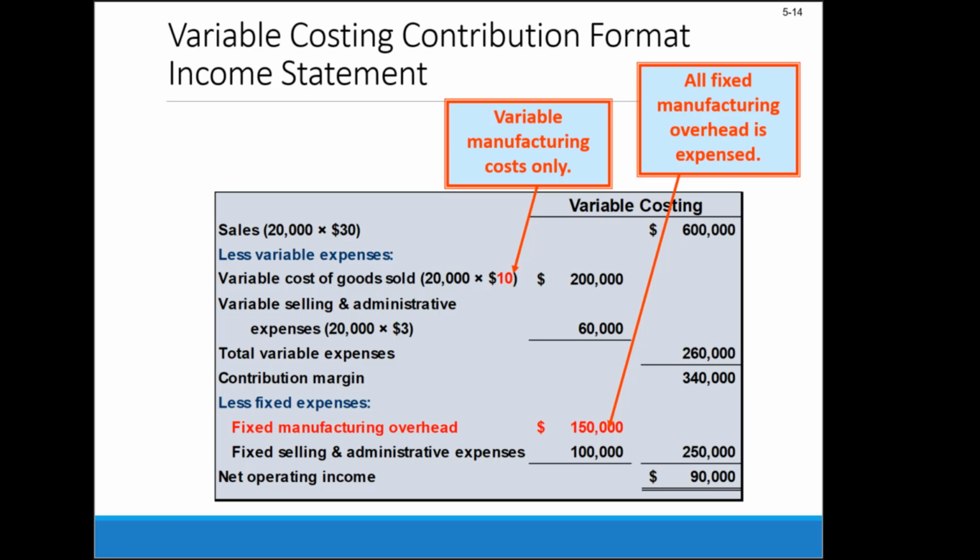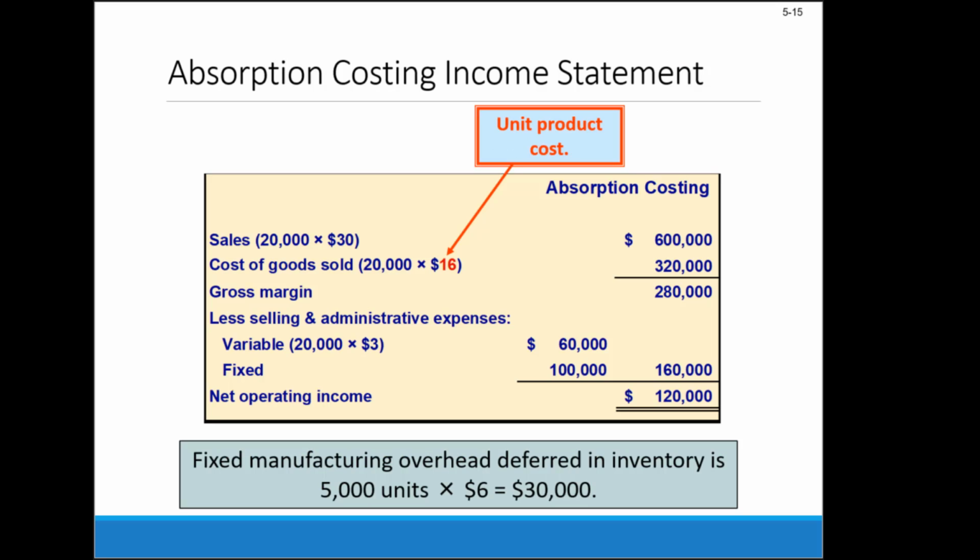Under variable costing, that full $150,000 in fixed overhead was expensed, so it came out of income. Under absorption costing, only $120,000 of that $150,000 was taken out through cost of goods sold. So the rest is trapped or deferred in inventory, which leaves us with a bit higher income under absorption costing.